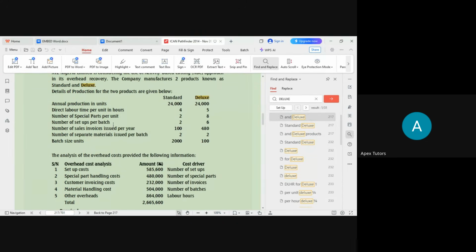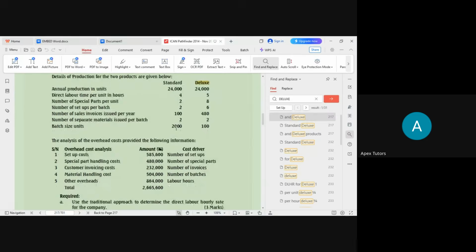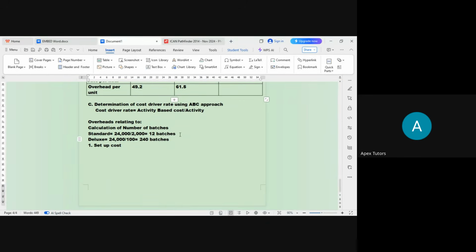Now the question is saying that for you to know the number of setups per batch, standard is having 2 setups per batch. The loss is having 6 setups per batch. Now you have 12 batches for standard. How many setups will you have? One of the co-hosts, how many setups will you have for standard? 24. Okay, we're going to have 24.